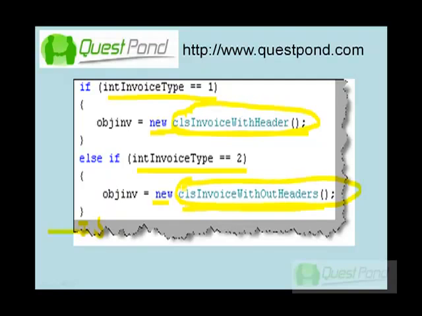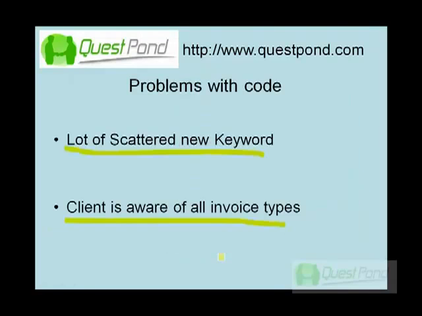And tomorrow, if he adds one more concrete type, let's say CLS invoice with footers, then he has to know that this kind of type exists. So we cannot add new types without informing the client. Let's reiterate. Two big issues with the code: a lot of new keywords, which increases the complexity of your client code; and second, the client is aware of all the invoice types. So if you want to add a new concrete type, you have to recompile your client again.